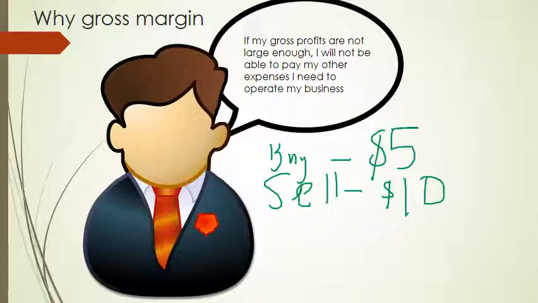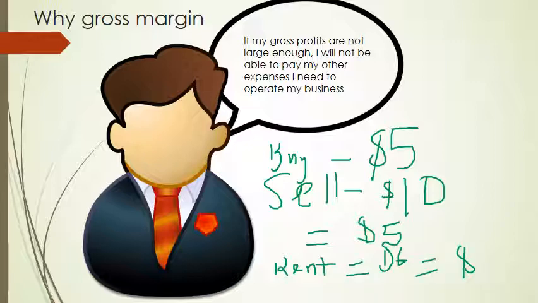So what is my gross margin? We say 10 minus 5, which is $5, right? But what if I had other operating expenses, like maybe I was paying rent, and my rent was $6? Well, I am going to make a net profit of minus $1.